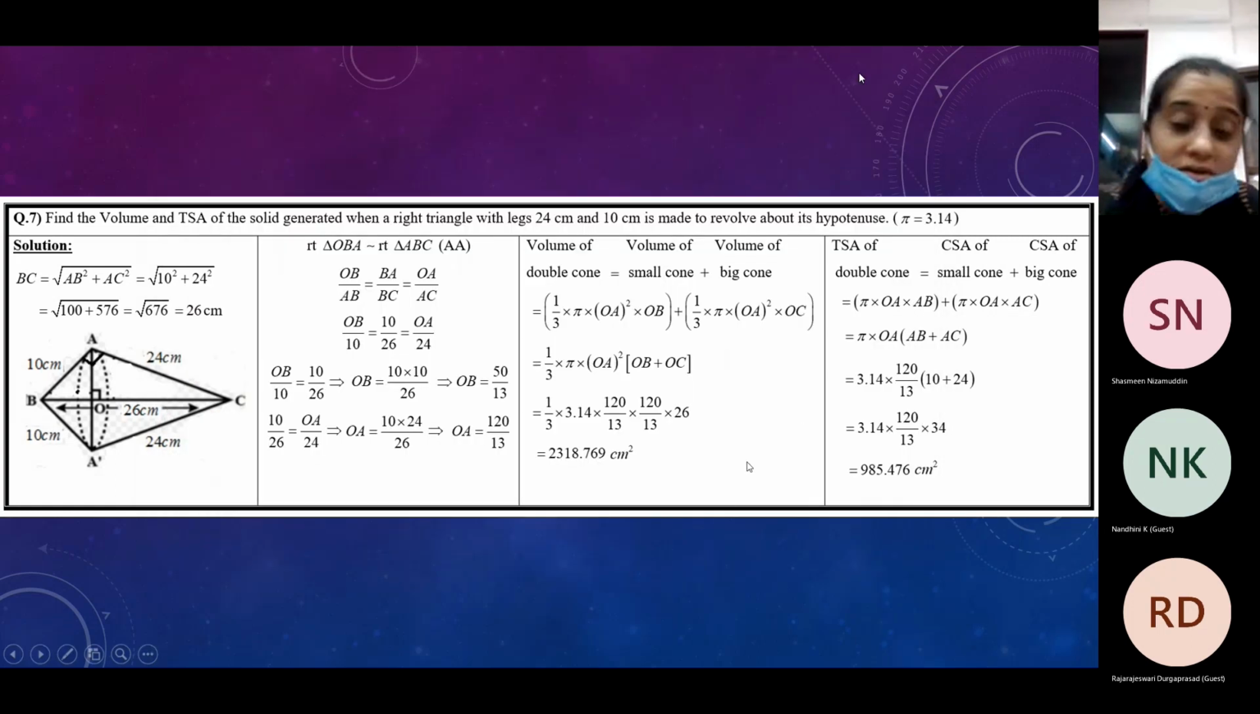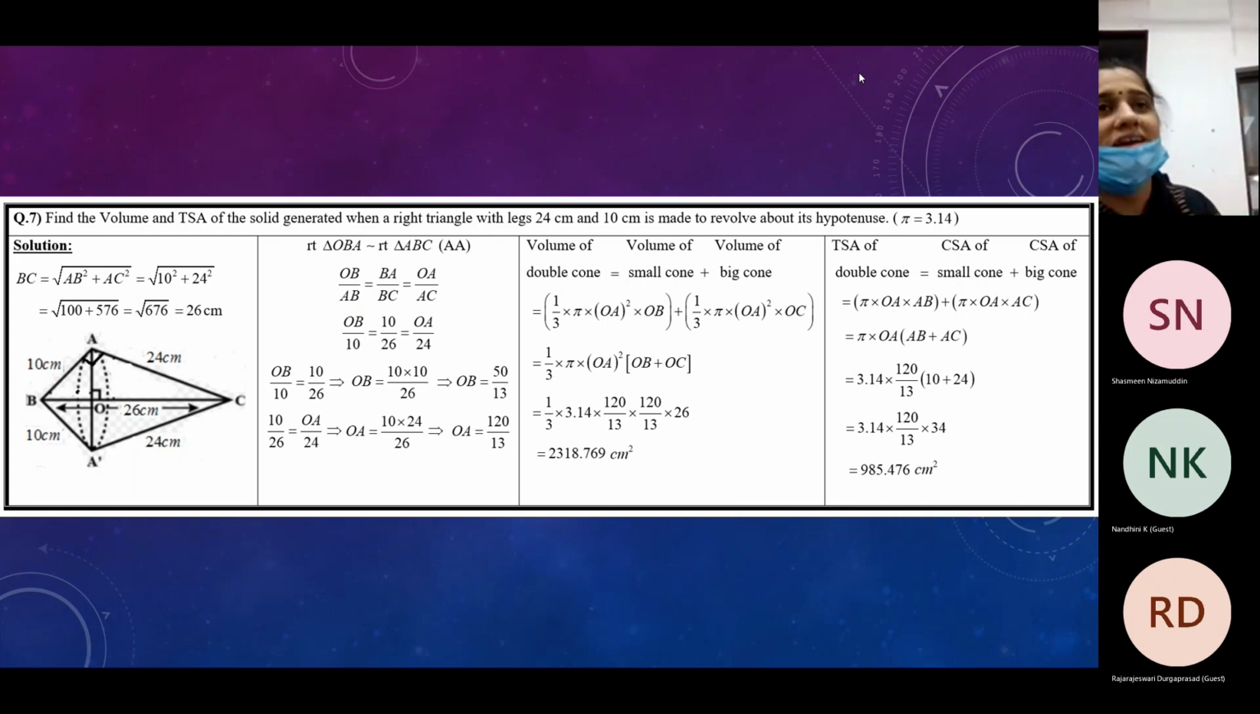All right, so as you know, we were talking about the small cone, what values we need? We need the radius and height. And for the big cone also, we need radius and height. Because the formulae for a cone are all based on the values of R and H. And once you know R and H, you can find L.